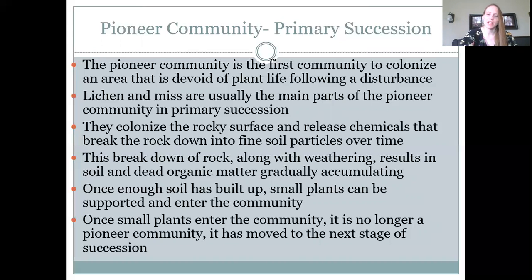And so all of that will result in some soil being formed. As some of the lichen and moss die, that also adds some organic matter to the soil. And eventually, once enough soil has built up, small plants can start entering the community. And once that happens, we're no longer in the pioneer community, we've moved into the seral stages.